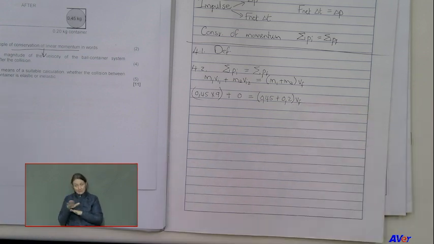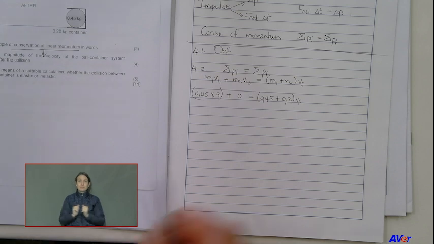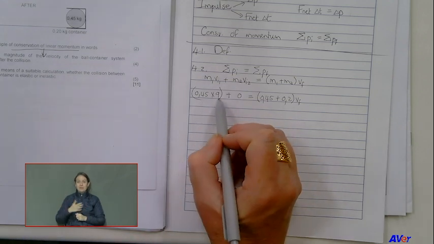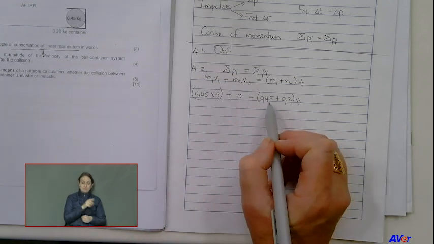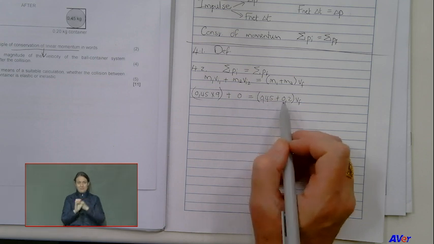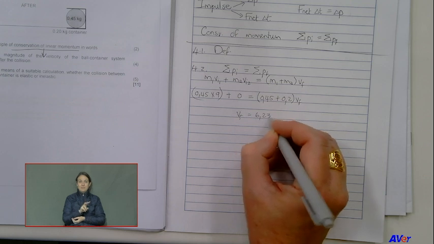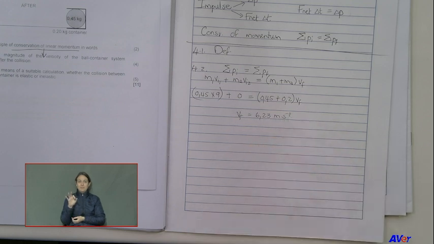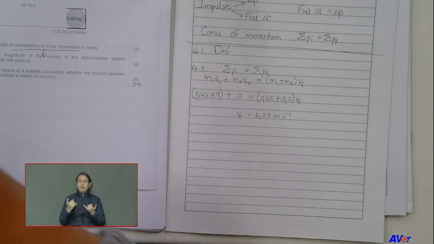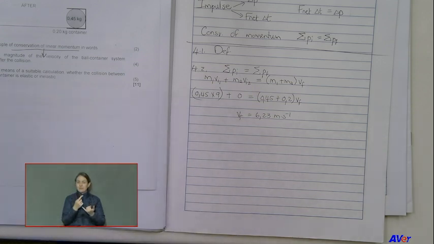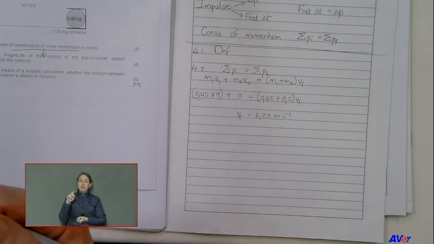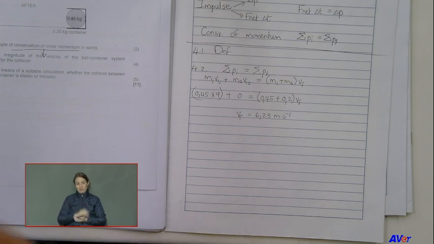Okay, and then I must calculate VF. So I take 0.45 times 9 divided by 0.65, and I get VF as 6.23 meters per second. Now in this case, they say the magnitude of the velocity. So now I stop here. If they just say the velocity, then I have to do the interpretation of the direction.